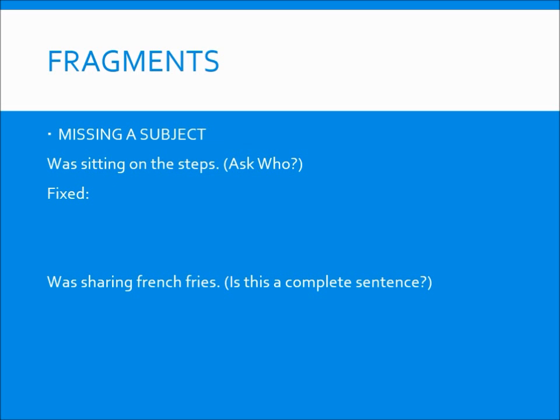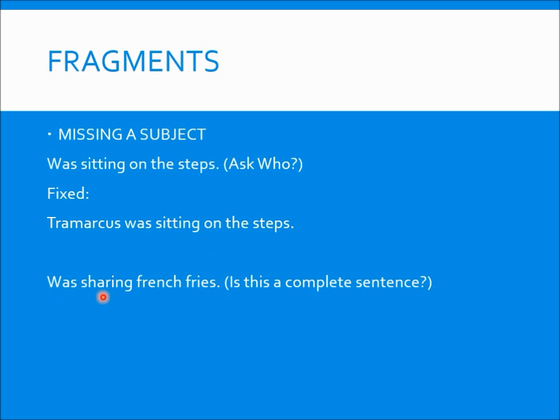So let's go a little deeper into this. What about when you're missing the subject? Remember, your subject is the who or what of the sentence. Look at this example. "Was sitting on the steps." Well, who was? So here we have a predicate, "was sitting on the steps," but we have no subject. So let's see, can we fix it? "Tremarcus was sitting on the steps." You see here we've added a subject now. We have a subject and we have a predicate, so now we have a sentence.